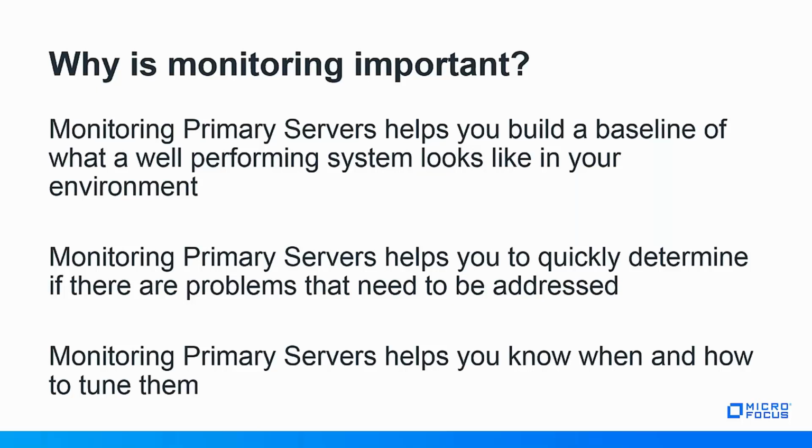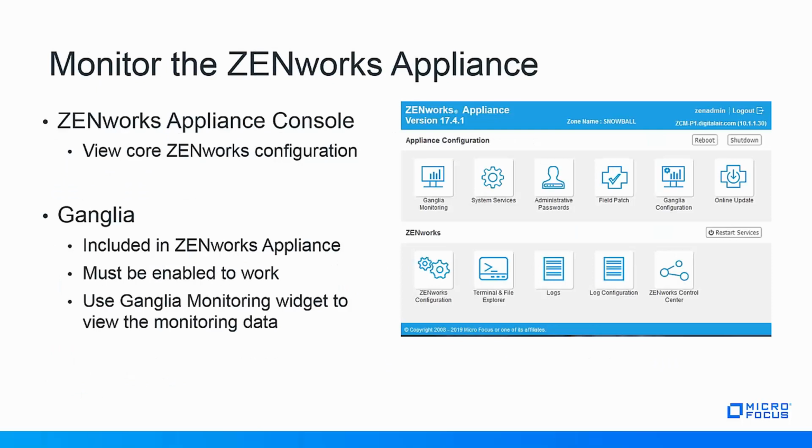To do so, we have the ZENworks Appliance Console. If you're on an appliance, it has its own console, and on Linux and Windows, you have your native services that you can regulate. Since the appliance is designed to be streamlined, the ZENworks primary server has its own set of tools and settings. So this is what it looks like if you're not familiar with that.